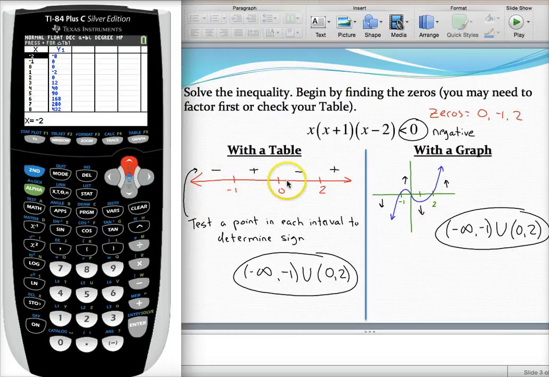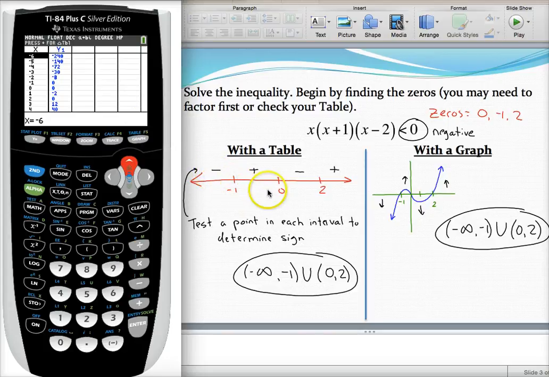The way this process works, and a lot of people like this better, is all we have to do is pick a number in each interval, an x value, and then see what the y value is, what the sign of it is. So pick an x value that's smaller than -1. So let's say like -2 or -3. And I can see that no matter what I pick, the y value is always negative. So I put a negative sign on my number line.